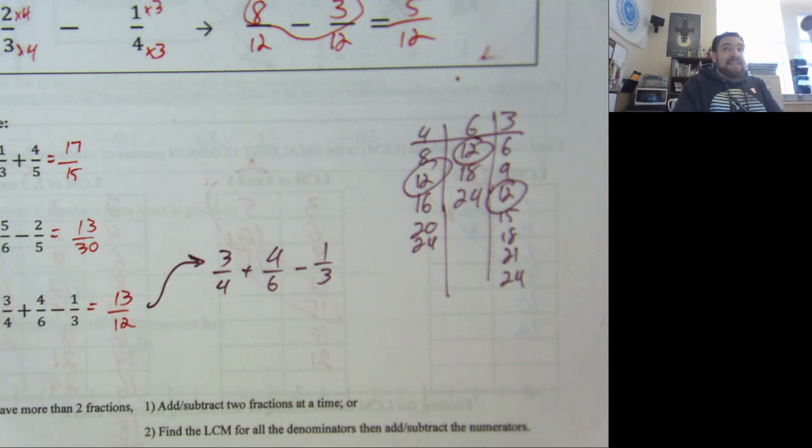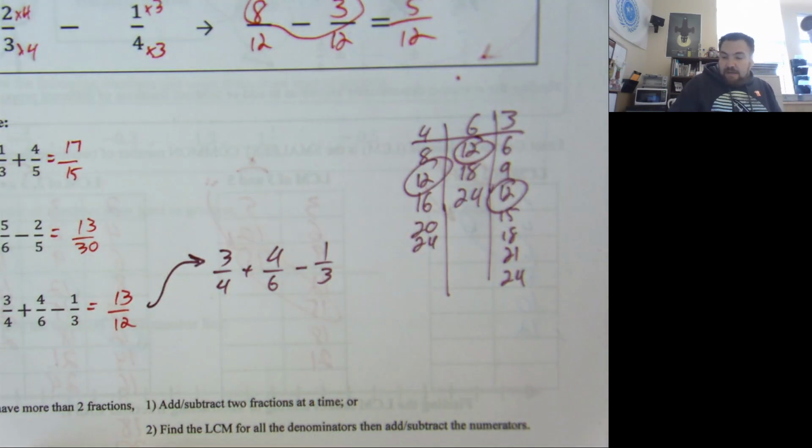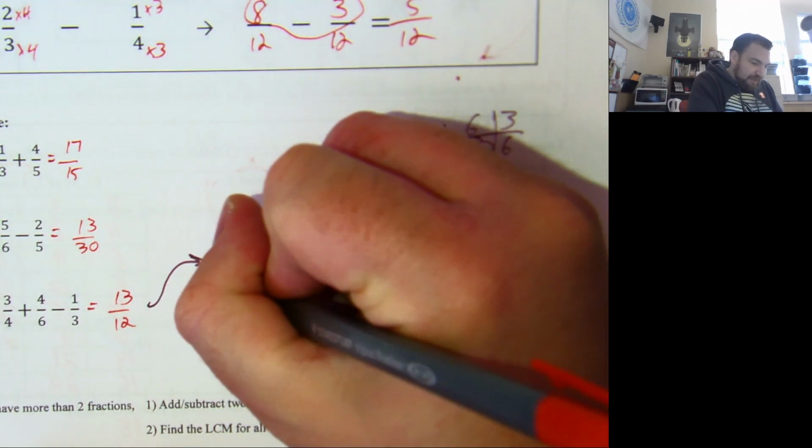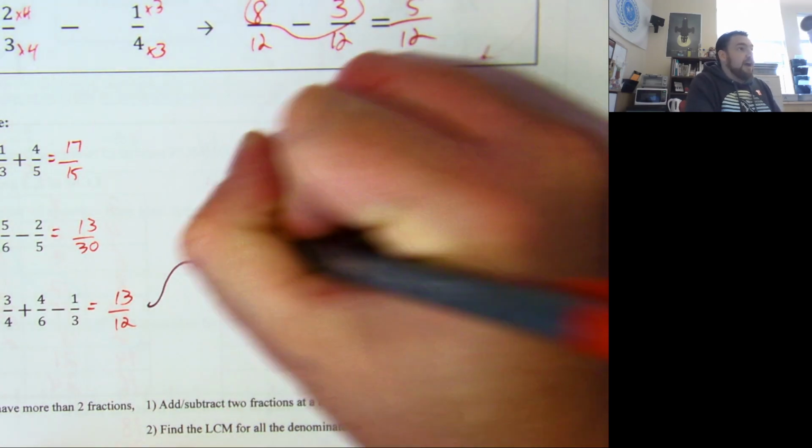And so to get that, we're going to take my fractions. To get from 4 to 12, we're going to multiply by 3. Whatever I do to the bottom, I do to the top.